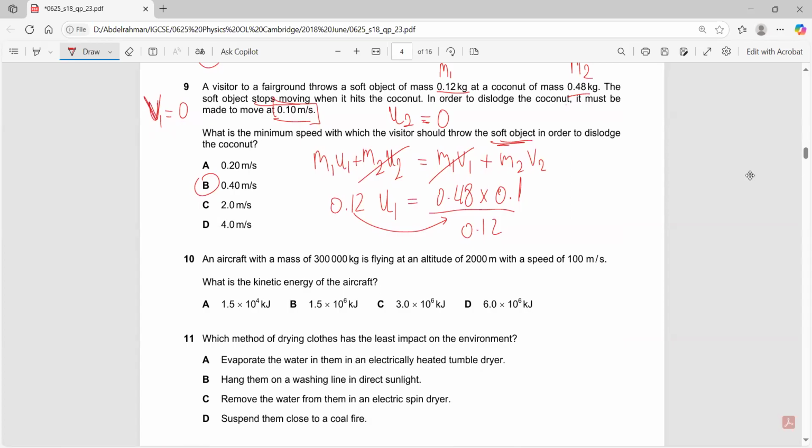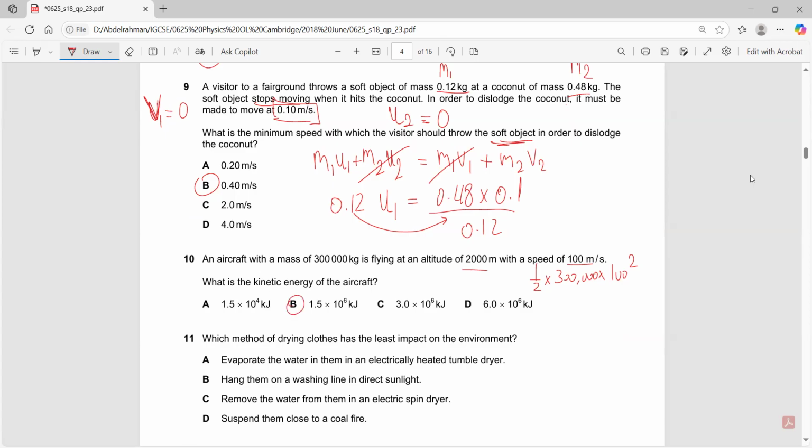An aircraft with a mass of 300,000 kilograms is flying at an altitude of 2,000 meters with a speed of 100 meters per second. What is the kinetic energy of the aircraft? Can I find the kinetic energy? Yes, half mv squared. Half times the mass, 300,000, times the velocity, 100 squared, giving you a huge value, 1.5 billion, okay? Or you can just write it down as 1.5 million kilojoules.